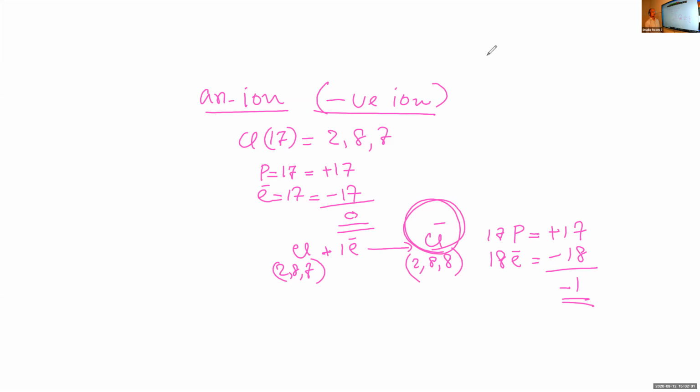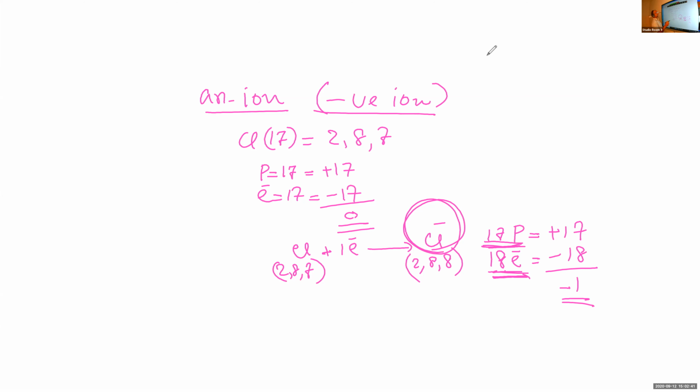Now what happens? The number of electrons will be larger than the number of protons, and therefore the effective nuclear charge is less. The attraction between the outermost shell and the nucleus will be less compared to the parent atom, and therefore there is an expansion of the outermost shell and the anion size increases.